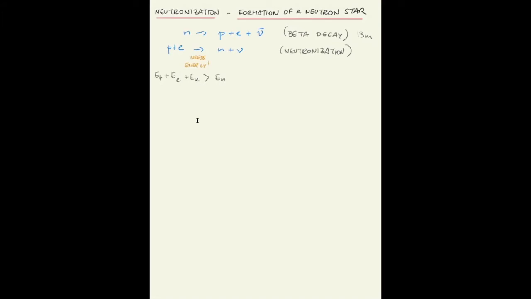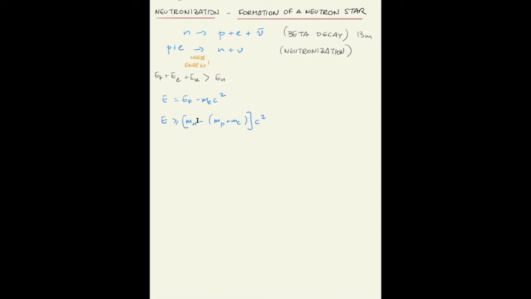This kinetic energy of the electron is the Fermi energy, the energy of a degenerate electron. The energy of the electron is the Fermi energy minus its rest mass. So this kinetic energy must exceed the mass deficit of the reaction. That is, the condition for the reaction to occur is that the energy is bigger than the mass of the neutron minus the mass of the proton plus the mass of the electron, and all of this multiplied by the square of the speed of light.